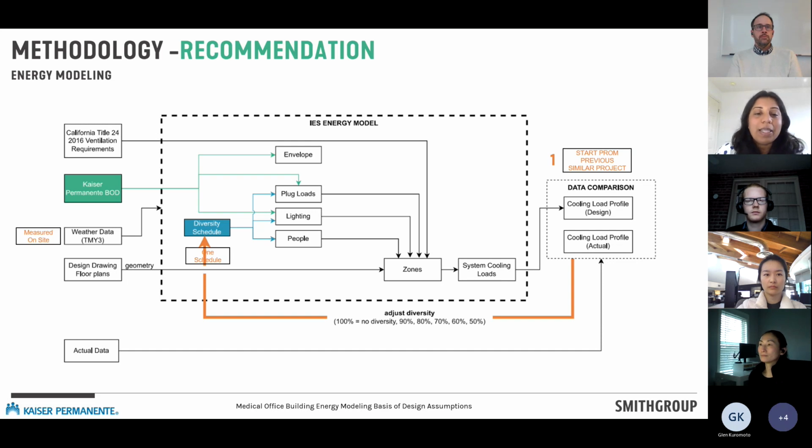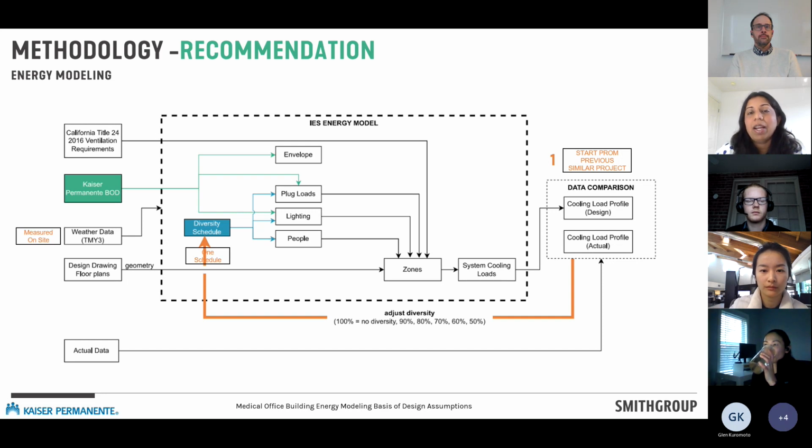So we learned a couple of things as we worked on the methodology. Since this was an existing building, the BOD existed, and also there was data to compare with. But for energy modelers who are starting a new project, we recommend starting from a previous similar project. If it's a hospital building, use a hospital building which was recently built to use the data. That would give us the best steps to start with.